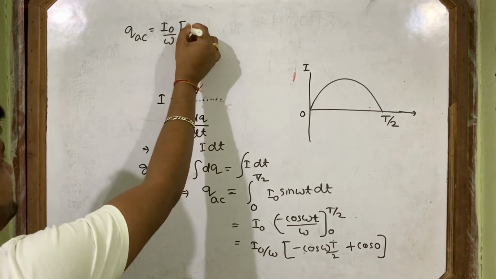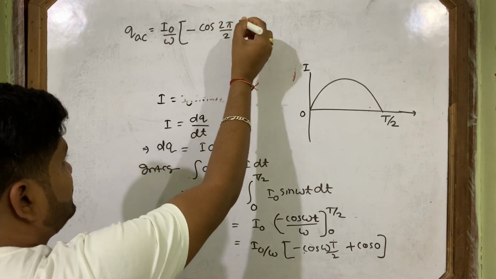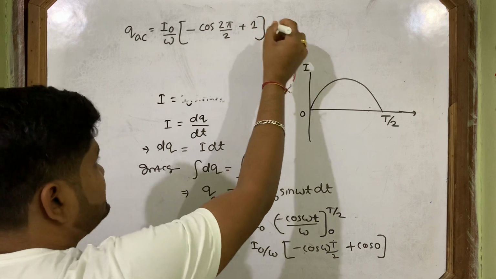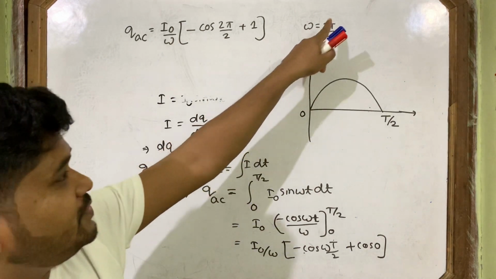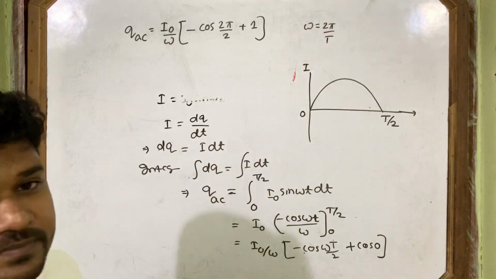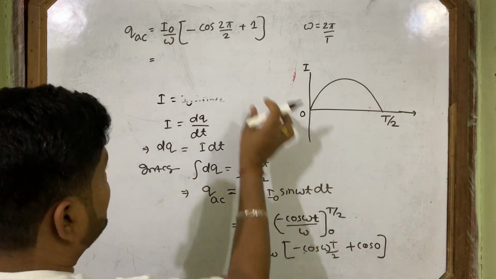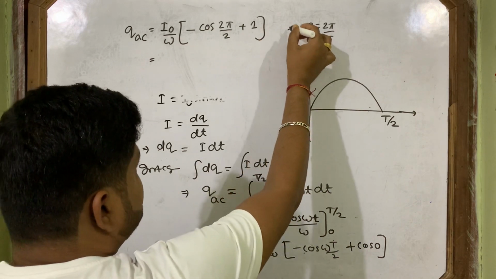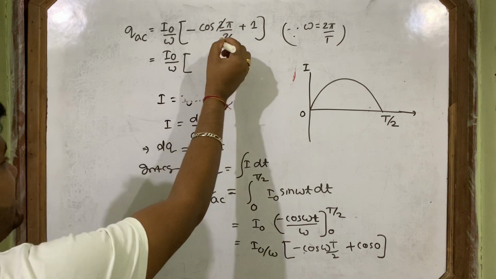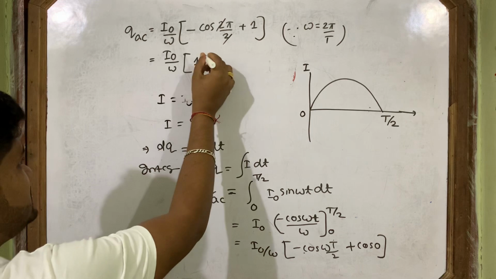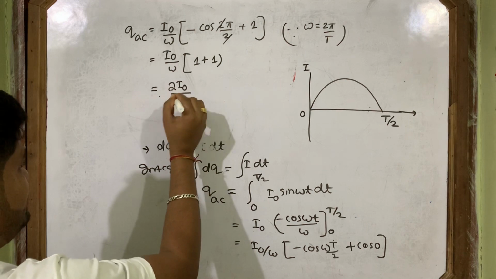Omega is equal to 2 pi by T. If omega is equal to 2 pi by T, then omega T is equal to 2 pi, so in place of omega T by 2 I wrote pi. Cos pi is minus 1 and cos 0 is 1, so minus minus 1 plus 1, which is plus 1 plus 1. So we are getting here 2 I naught by omega.